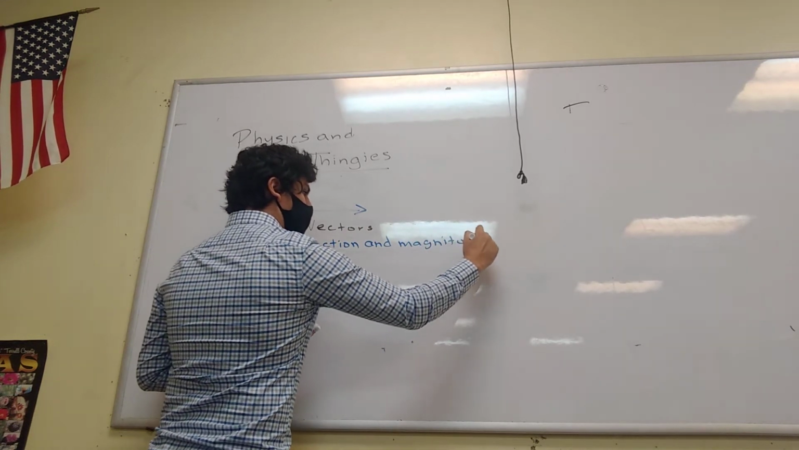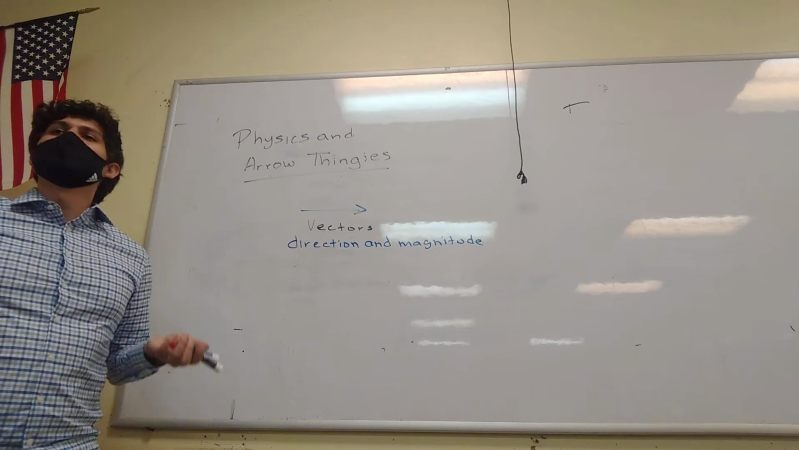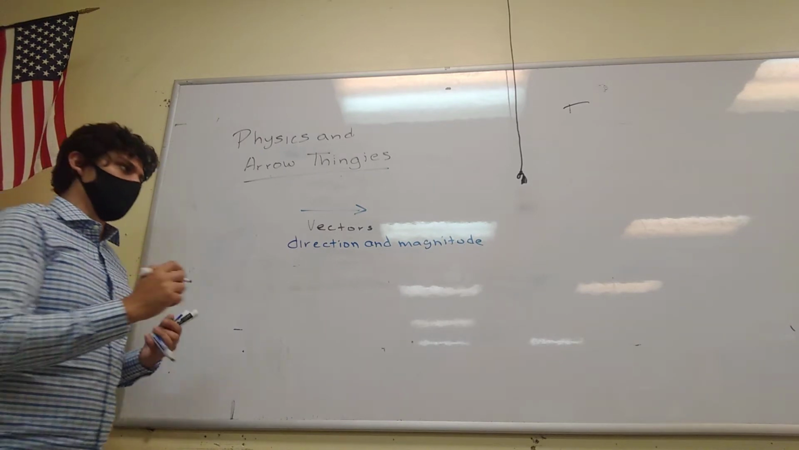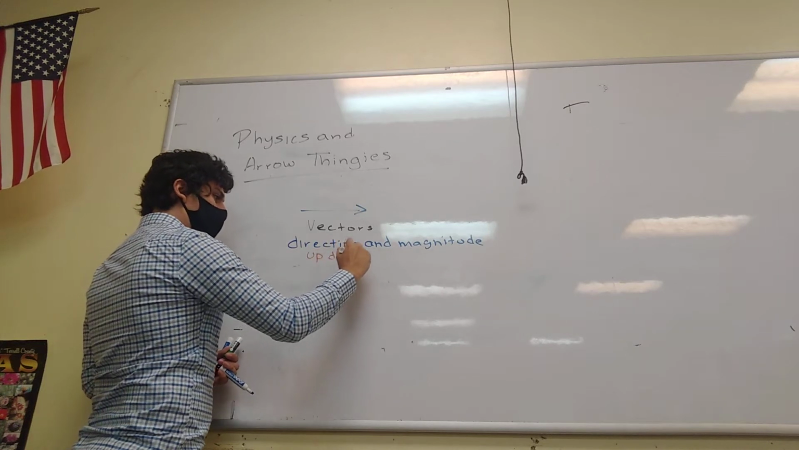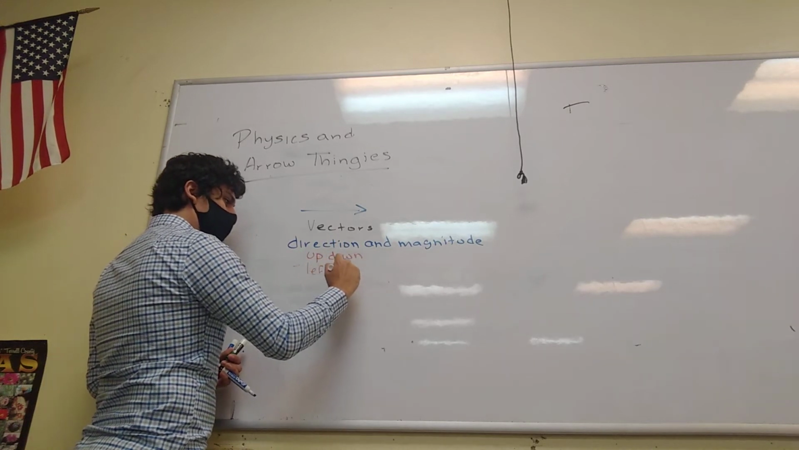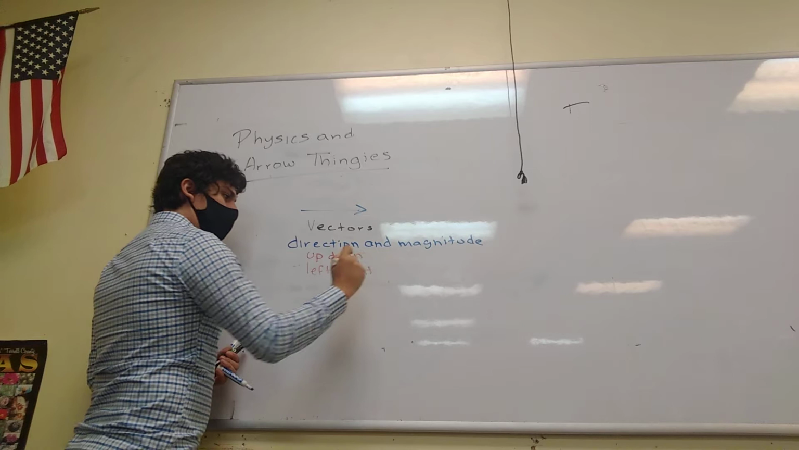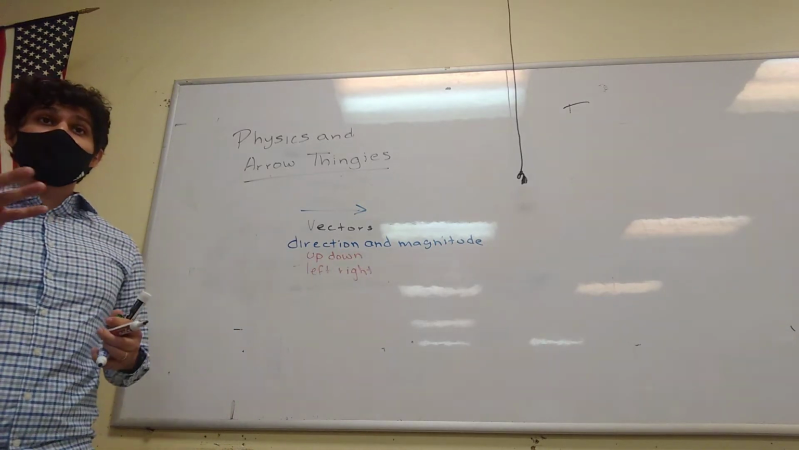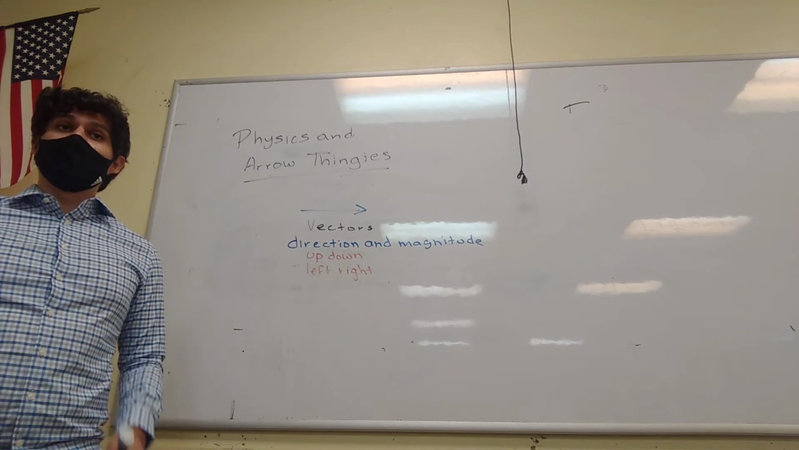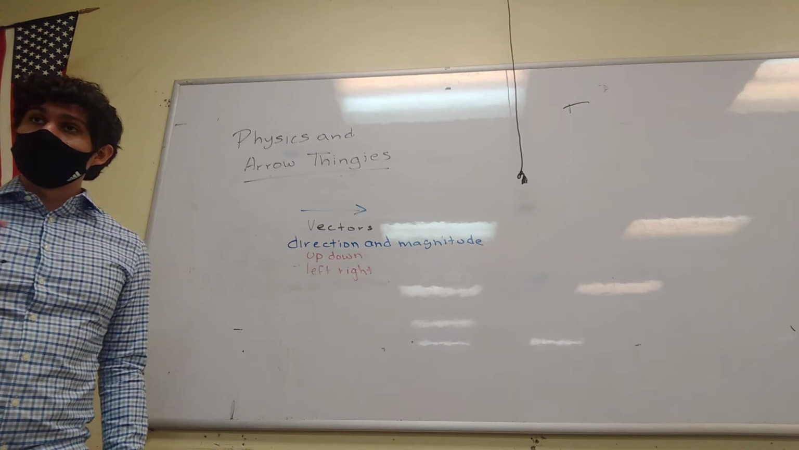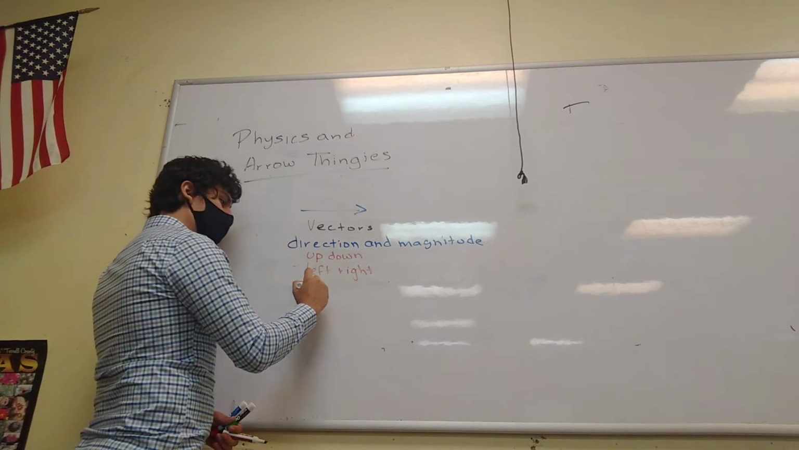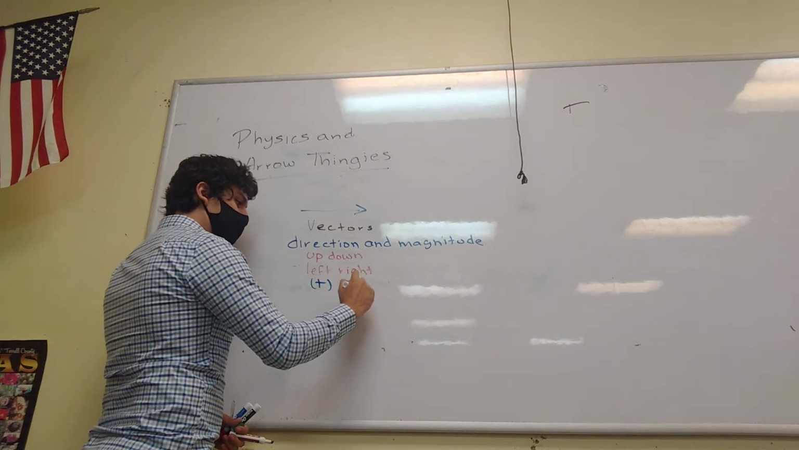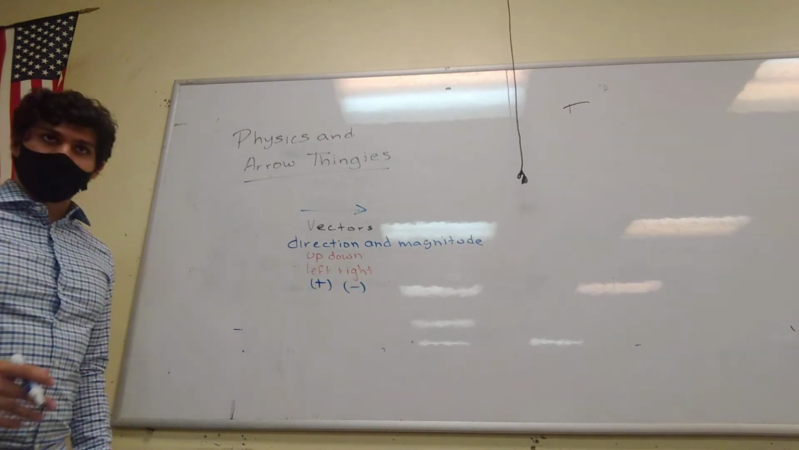But what do these two words mean? Direction. What does that mean? Where you go. Very good. Up, down, left, right. Direction, right? Now, in physics, direction is made by two things: positive or negative. So when you talk about direction, you're really asking, is it positive or is it negative?